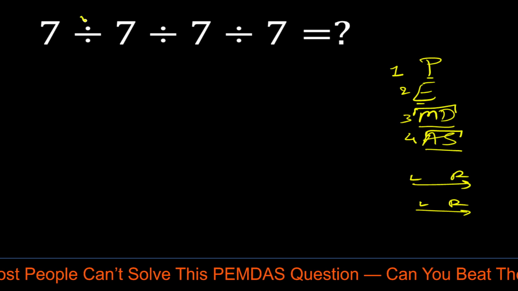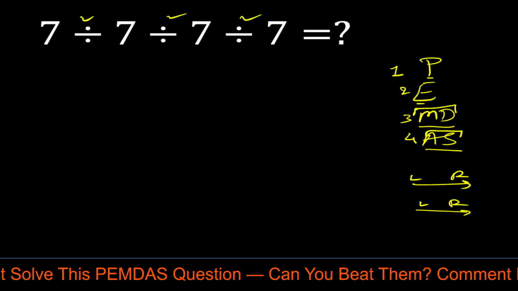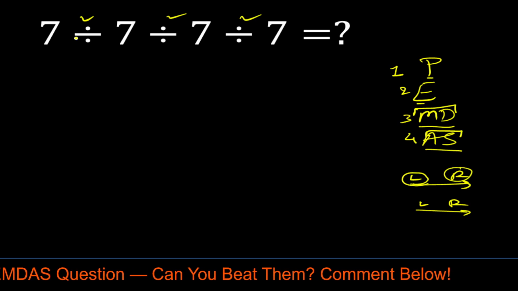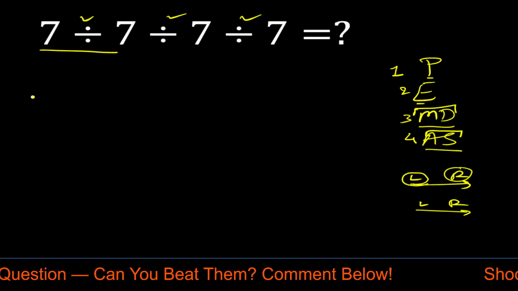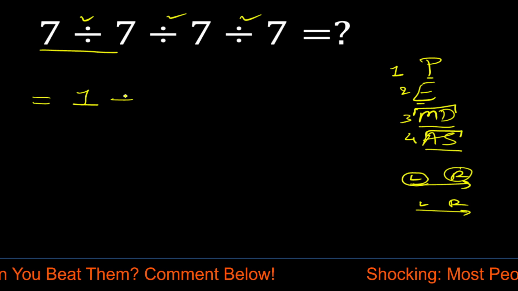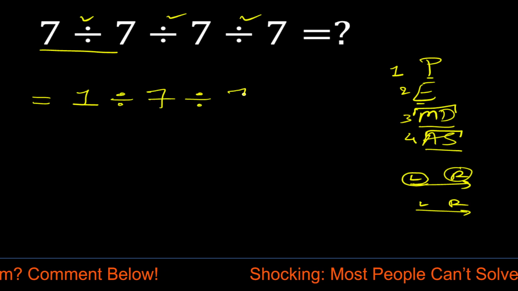So in this question here we have division, here division and here division. And all have equal priority. So we have to solve it from left to right. So first we have to solve this division, right? So 7 divided by 7 is equal to 1 divided by 7 divided by 7, right?